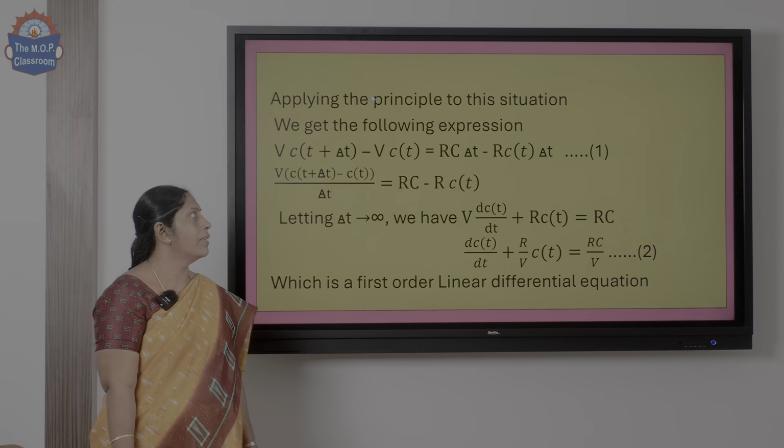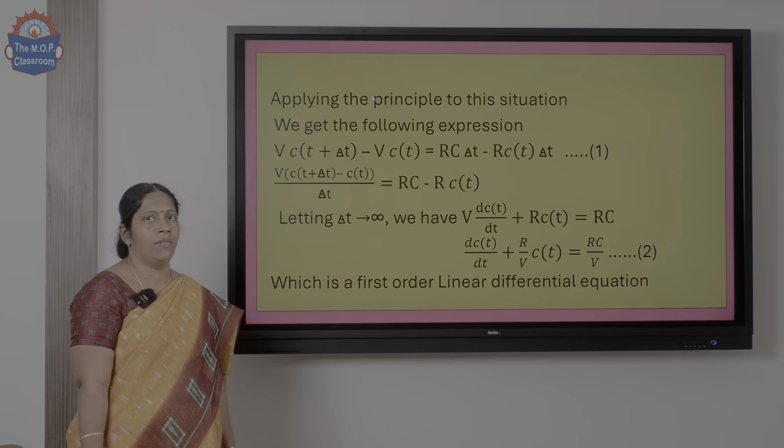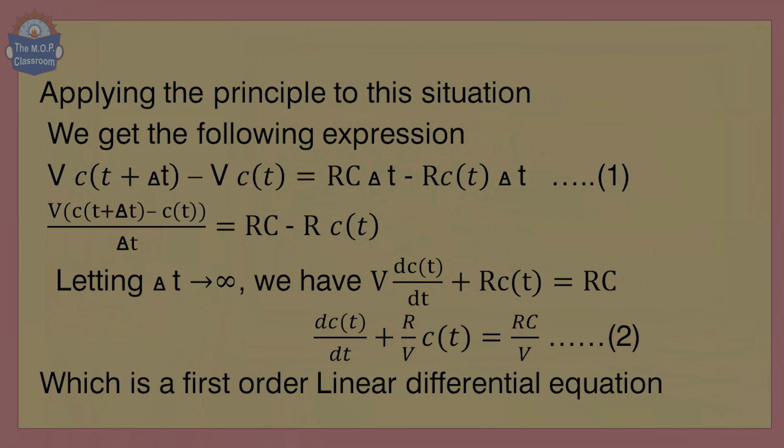Applying this principle to our situation helps us arrive at expression 1, which is given by V into C of T plus delta T minus V into C of T is equal to RC delta T minus RC of T delta T. In this expression, the left hand side represents the gain in amount of the substance and the right hand side represents the excess of amount that has entered the system over time.